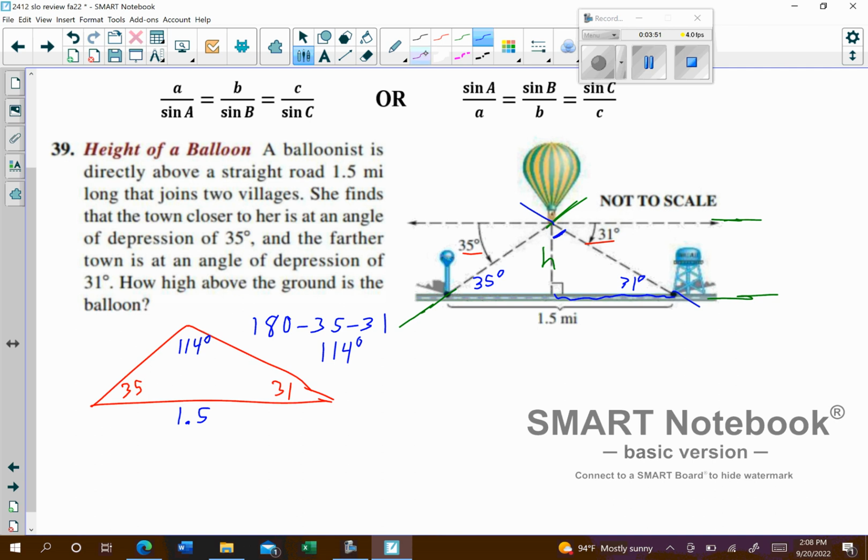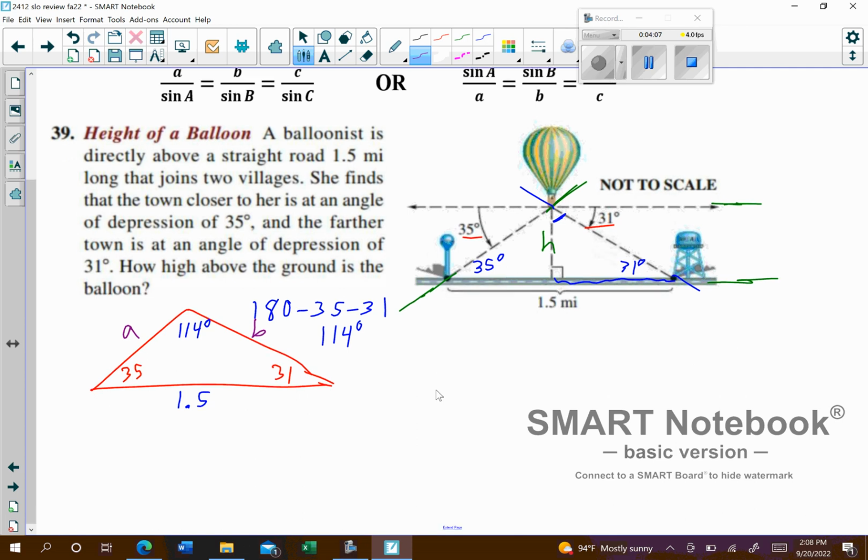So what I can do now is figure out the other two sides. We'll call this one side A and side B. I don't really need both of them. I just need one of them so that I can use my trig ratios to figure out the height, how high above the ground the balloon is. So I'm going to go ahead and do that now. So let's see, it doesn't matter which formula I use. I'm going to go ahead and do the one with the side on top.